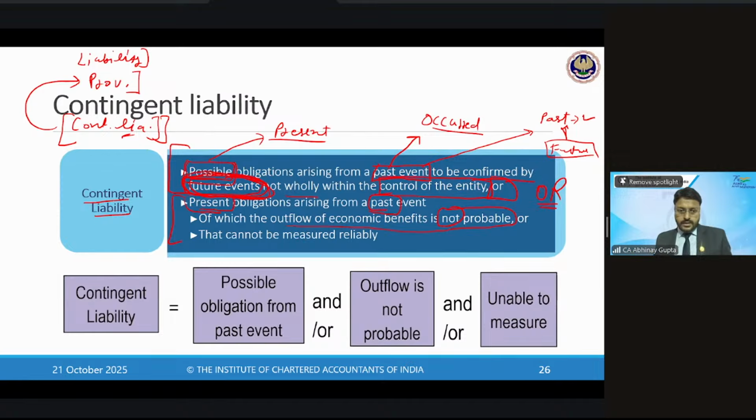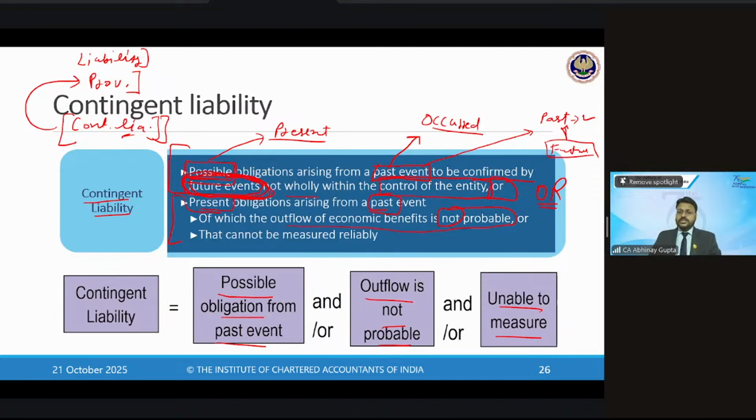Yes. So what does contingent liability mean in a nutshell? Contingent liability means a possible obligation from a past event, and or the outflow is not probable, or the amount is unable to be measured. If the amount is not measurable, then certainly disclosure of the amount will also not be possible apart from the facts. So what will happen in that case? Simply the nature of the contingent liability will be disclosed.